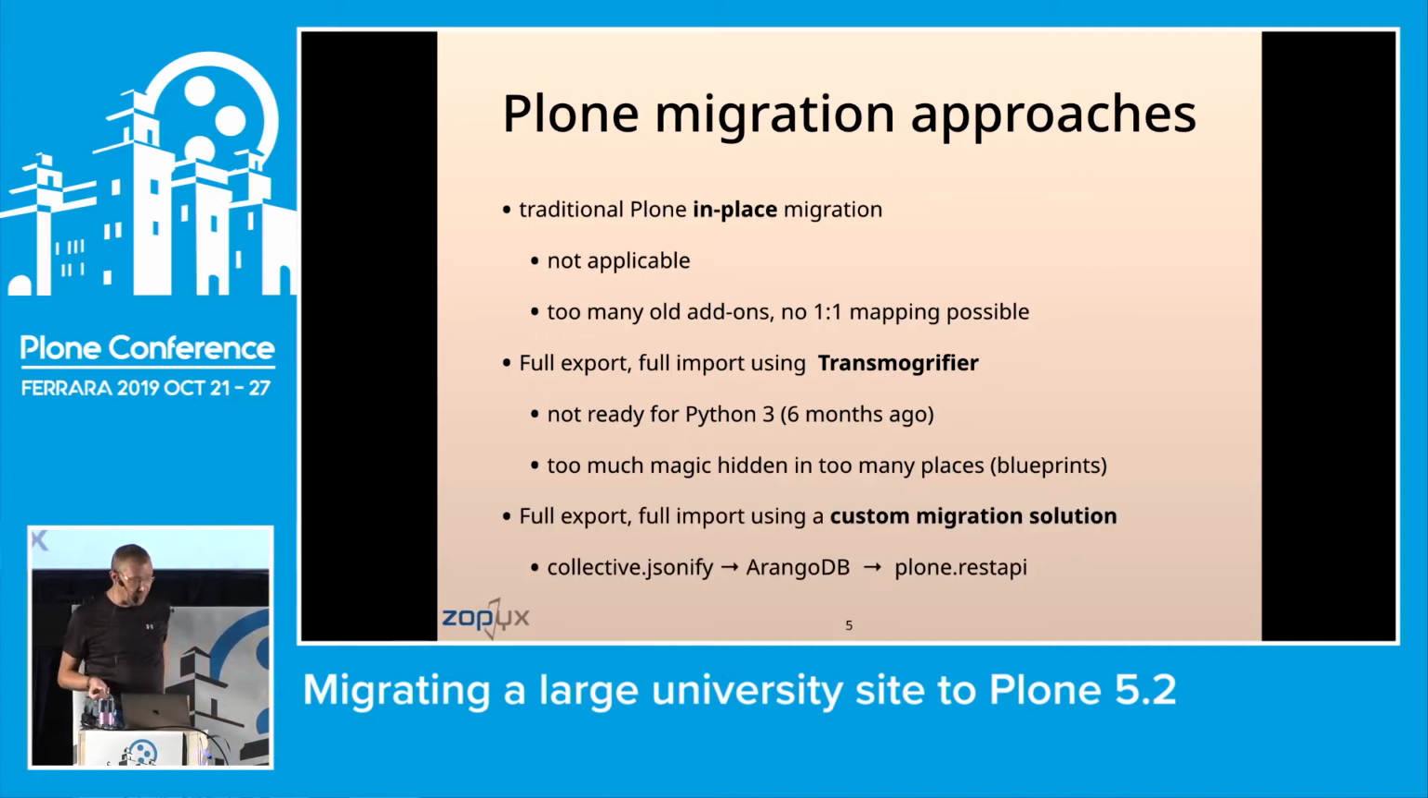And so we are working on a custom migration, and that's a 3-phase project. I'll go into details later. It's basically taking the content out of your existing site using collective.jsonify. Then we're importing the data, the JSON files, into an interim migration database, and then importing the stuff over the Plone REST API into a fresh new Plone site.